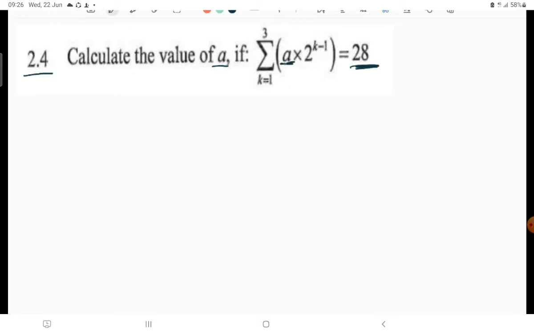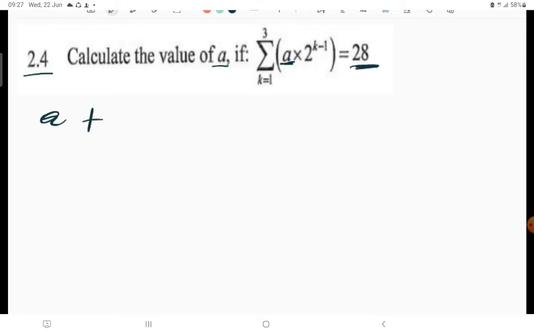If we have a, then times 2, then in the place of k we'll put this 1, because k starts from 1. Then when we put 1 here, we'll be having 1 minus 1, which is just 0. So 2 to the power of 0 is just going to be 1. So 2 times 1 is just a, just like that. So this is the first term.